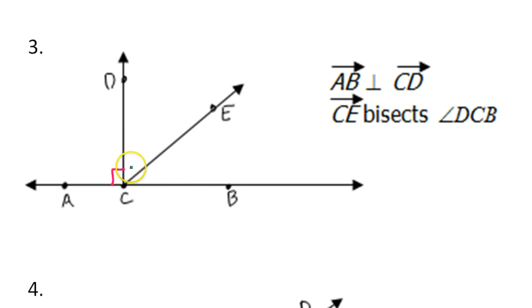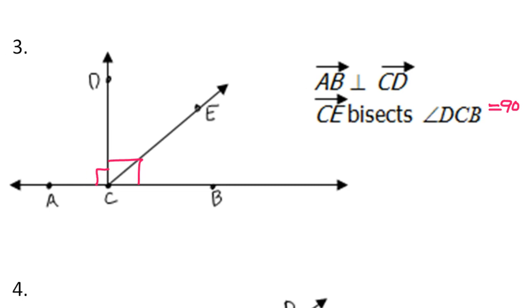So look, this whole thing is also a 90-degree angle because of this 90-degree angle. This 90-degree angle and this 90-degree angle are a linear pair. So that's what it takes to add up to 180. But if angle DCB is 90 degrees, then the bisector is going to split it up in half, which would be 45 degrees and 45 degrees.